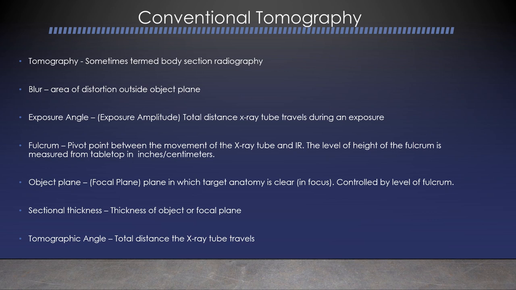Object plane, the focal plane in which the target anatomy is clear, in focus, controlled by the fulcrum level. Sectional thickness, the thickness of an object or focal plane. Tomographic angle, the distance the X-ray tube travels. So another term for tomography is body section radiography. That's right.